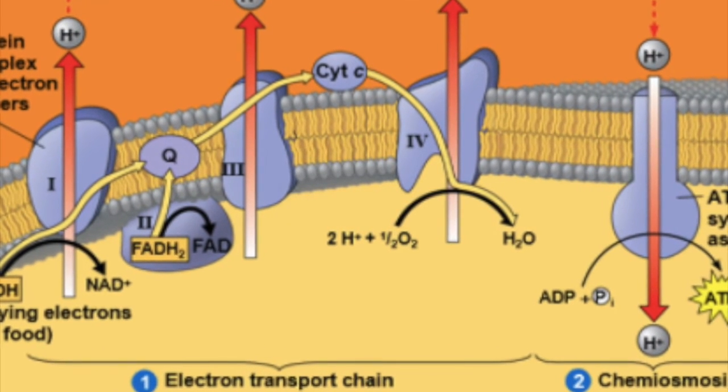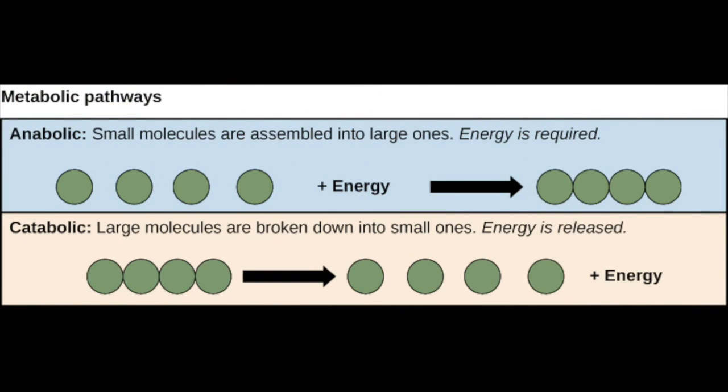And then going on to catabolic pathways and anabolic pathways. Catabolic pathways break down larger molecules into smaller units and the energy is released, while anabolic pathways occur when smaller molecules with energy assemble to create larger molecules.